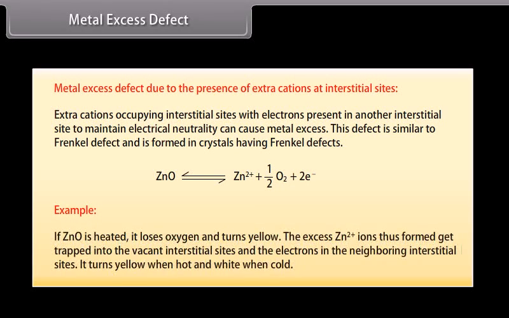Example: if ZnO is heated, it loses oxygen and turns yellow. The excess Zn2+ ions thus formed get trapped in the vacant interstitial sites, and the electrons in the neighboring interstitial sites. It turns yellow when hot and white when cold.